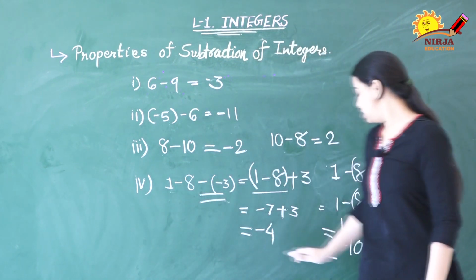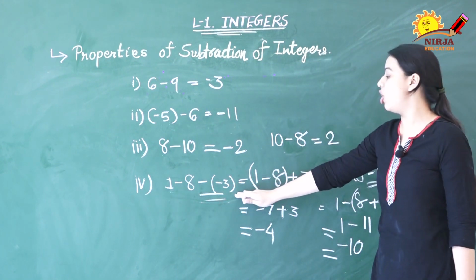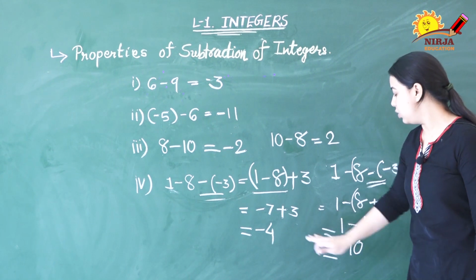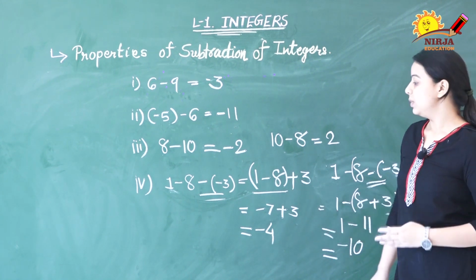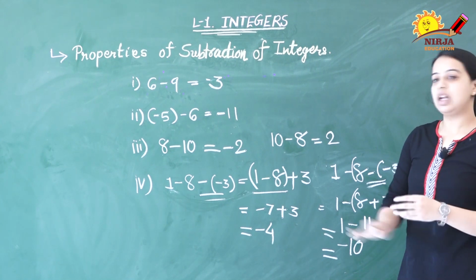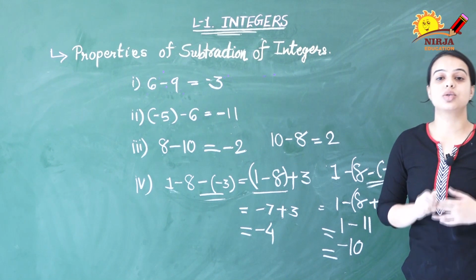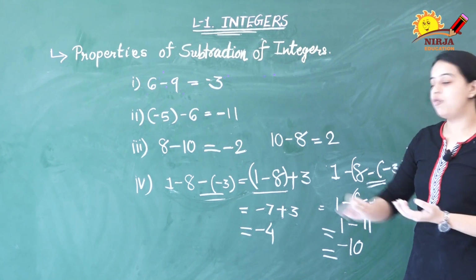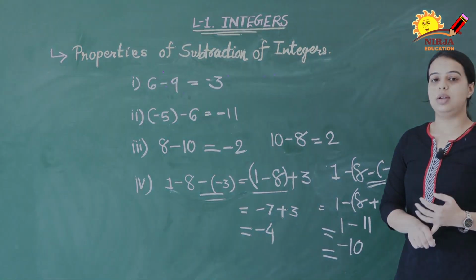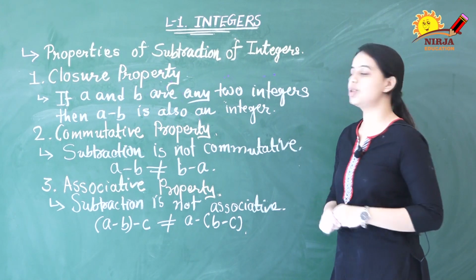So again these results are different. So if we change the order in which we perform the operations, the result will also change. And you can call this the associative property. So we can conclude from this example that subtraction is not associative. Why? Because if we change the order, then the result also will change. So just now we have seen the properties of subtraction of integers.